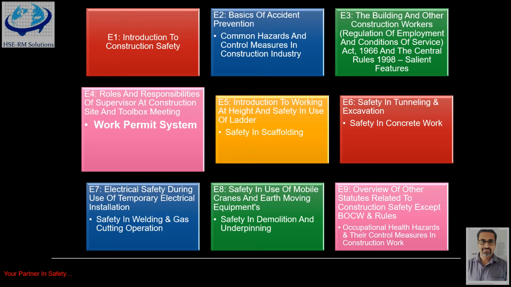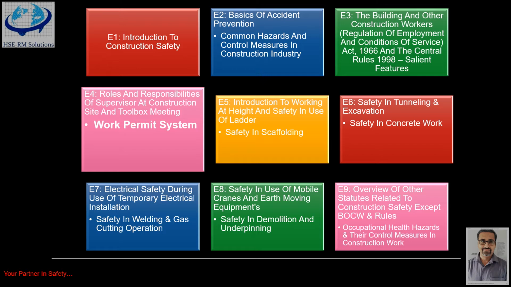As you are all aware, we are discussing the 9 elements of construction safety, and in these 9 elements we are still on element 4, which is the work permit system. A lot of people have messaged me saying we need an example, we need the right kind of explanation for this particular system. So here it is, and I have tried to simplify it to the best possible understanding that I have.